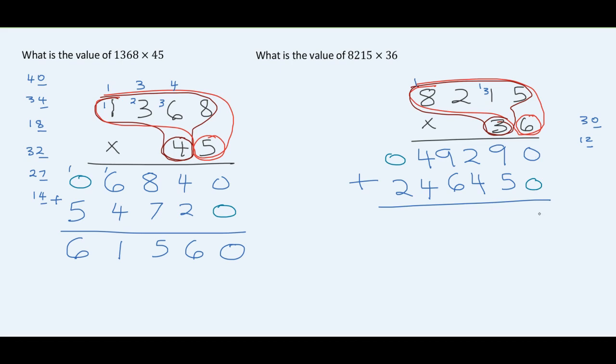0 plus 0, we have a 0. 9 plus 5, we have 14. So we're going to have 4 down here, carry 1 up here. 2 plus 1 plus 4, we have a 7. 9 plus 6, we have 15. So we have 5 down, carry 1 up here. 1 plus 4 plus 4, we have a 9. 0 plus 2, we have a 2.